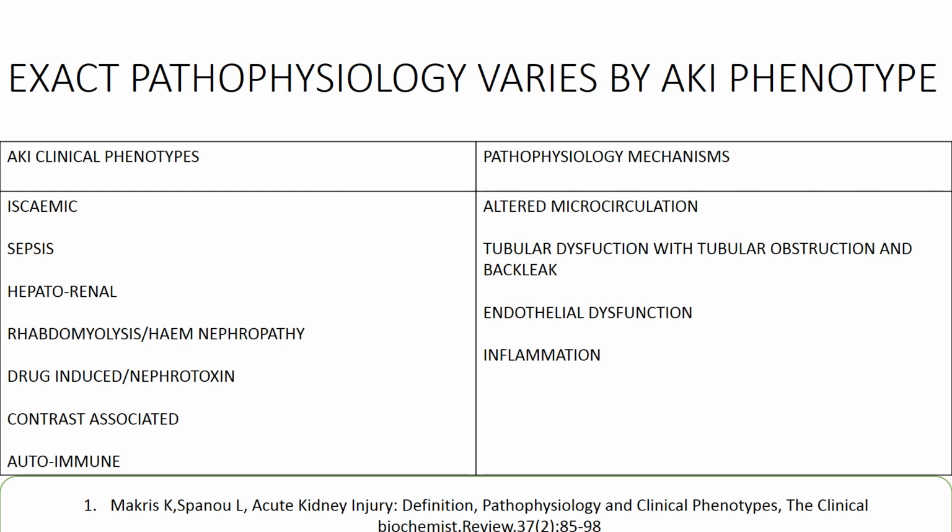So once the tubules get injured, we get death of the tubular epithelial cells, and those cells begin to drop into the lumen of the tubule, cause obstruction of the tubule, and therefore we get a back leak of the filtered fluid from the lumen into the interstitial space.